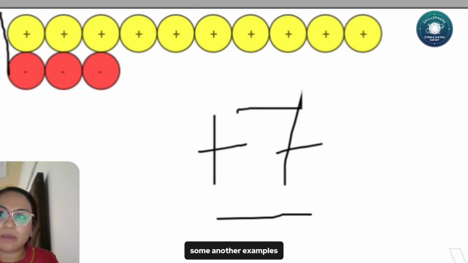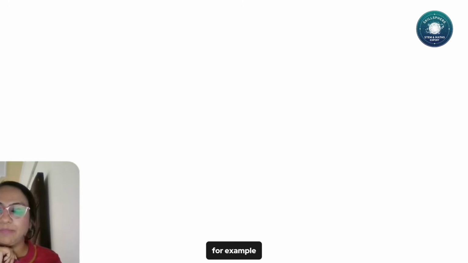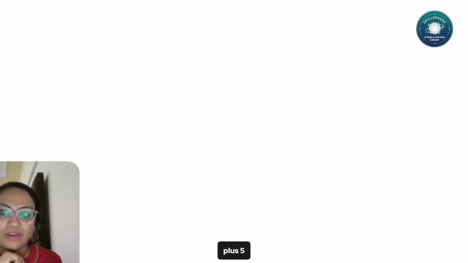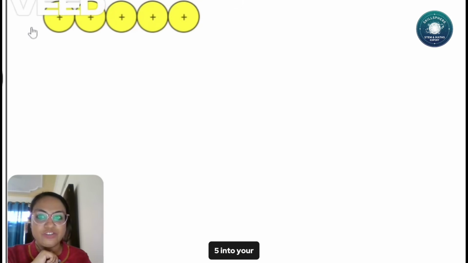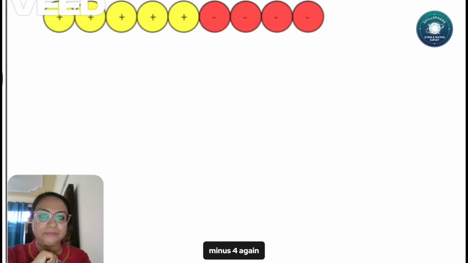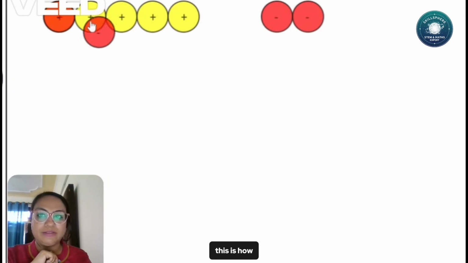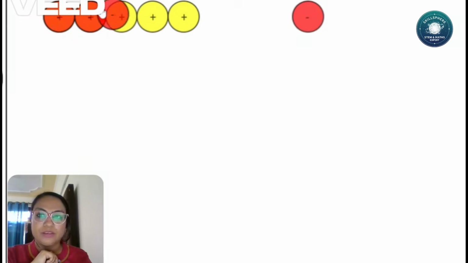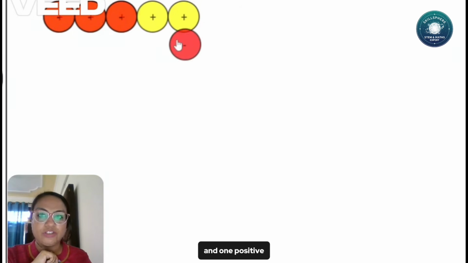Now let's take another example. From temperatures to lifts, many real life examples are used for integers. Suppose you have +5, so put 5 yellow integer chips, and then you have to do -4. Again, you will make the pairs, and this is how they neutralize. One negative and one positive will neutralize, and you will have only one yellow chip left, that is +1.